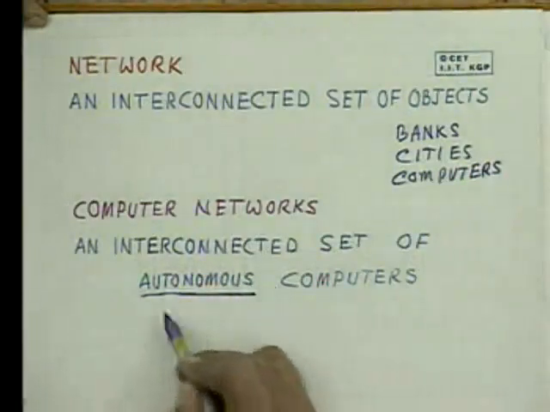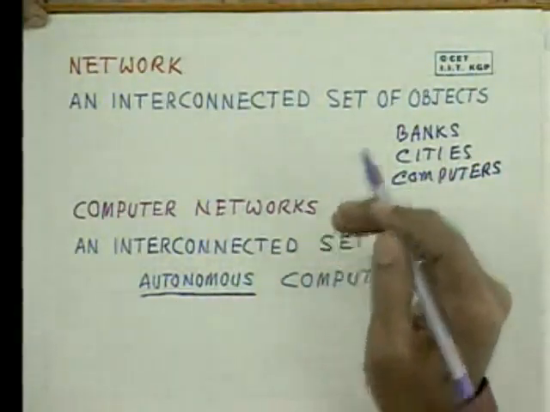Here we have used a word called autonomous. What do we mean by it? By autonomous, we mean the computers are standalone. They can work on their own. They have their own hardware, CPU, memory, peripherals, and software, operating system, and various application software. But they are interconnected such that the computers can communicate with each other for various reasons, which we shall discuss in this lecture.